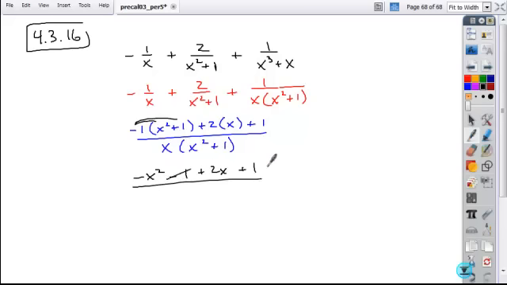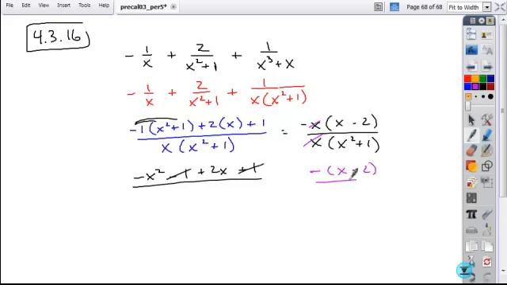When we look at that, the 1 and negative 1 cancel. And so we're left with just a negative x squared plus 2x. So when we write our numerator and work to simplify it, we should write it in factored form. There is a common factor we can remove from both those terms, a negative x. And that's going to leave an x minus 2, all over x times x squared plus 1. And so the final step in this is to cancel any common factors. So the x's cancel, and we're left with negative x minus 2 all over x squared plus 1.